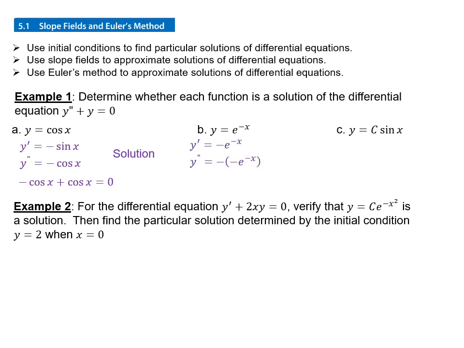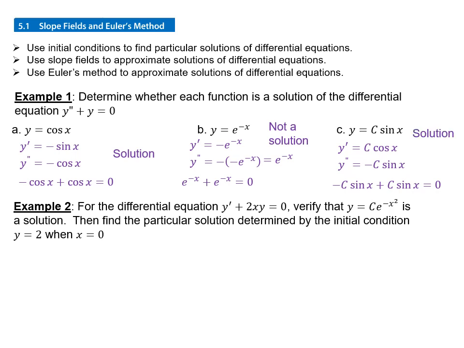On B, first derivative is going to be negative e to the negative x. Second derivative is going to be negative of a negative e to the negative x, so e to the negative x. Plug it in. That does not equal 0, so not a solution. Next one, c is just a constant, so first derivative is c cosine of x. Second derivative is negative c sine of x. So negative c sine of x plus c sine of x, they're the same but opposite sign, so they do equal 0. That is a solution.